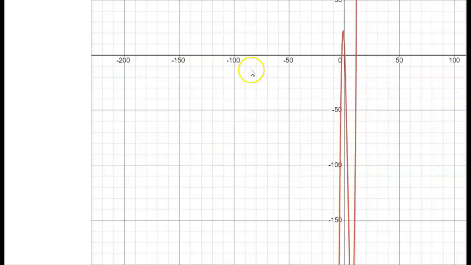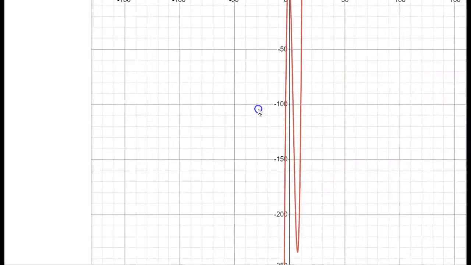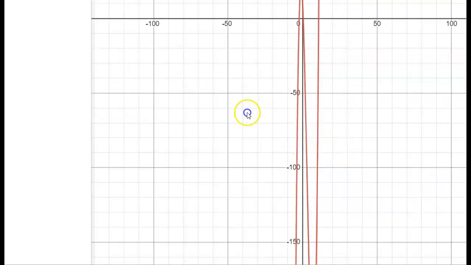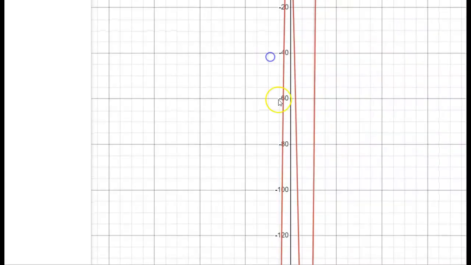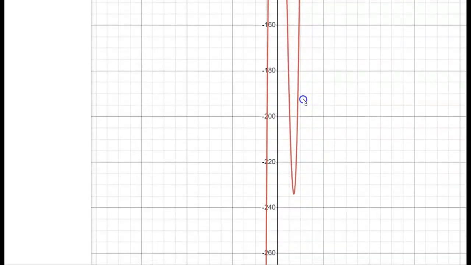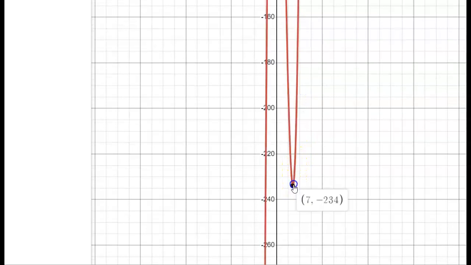Now when I plotted the equation of the curve, this is how the curve is going to look. It's zoomed in quite a lot. So this is one turning point. If I click on that one, that's minus 1, 22. So that turning point is correct. And if I go all the way down, that's another turning point. So that turning point is 7, minus 234. So we got the right turning points.